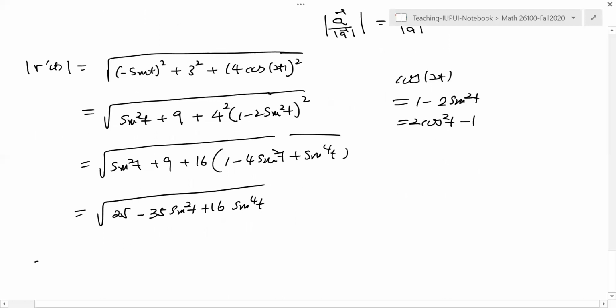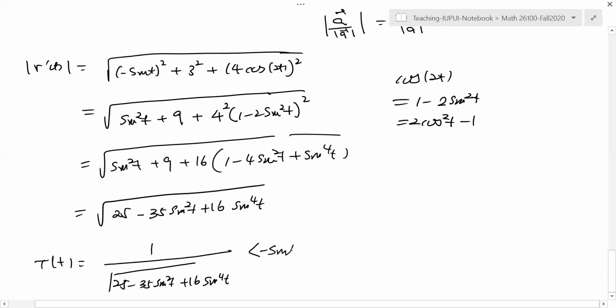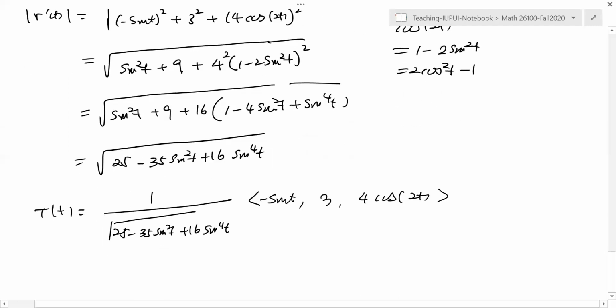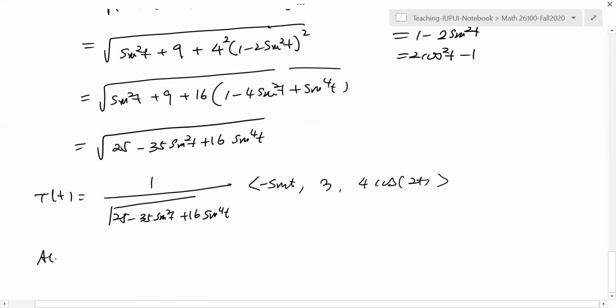So then the tangent vector is going to be, this should be going to the denominator. And what is the derivative? The derivative is negative sine t, 3, and 4 cosine 2t. So this is a general formula. But what we want to do together is when t equals 0.